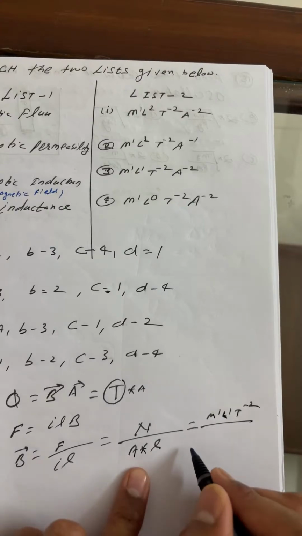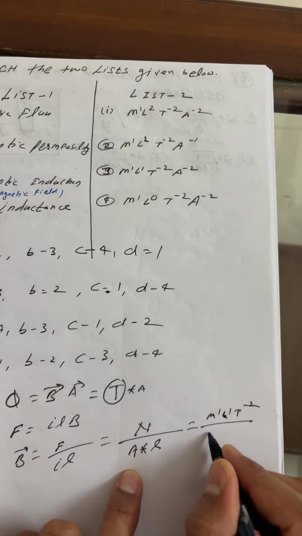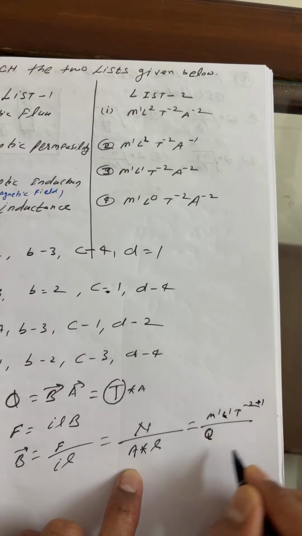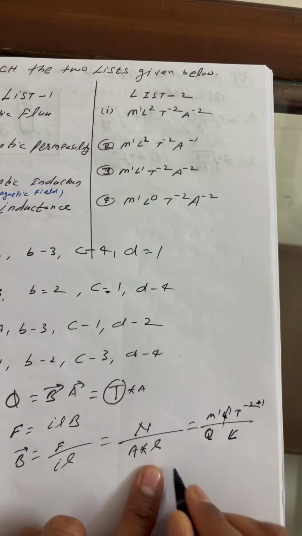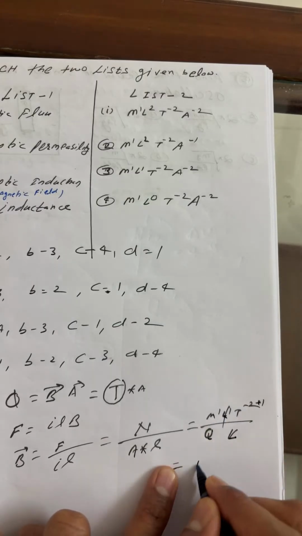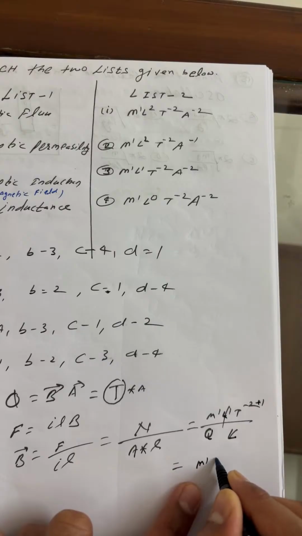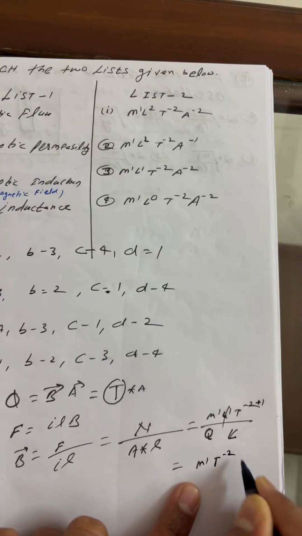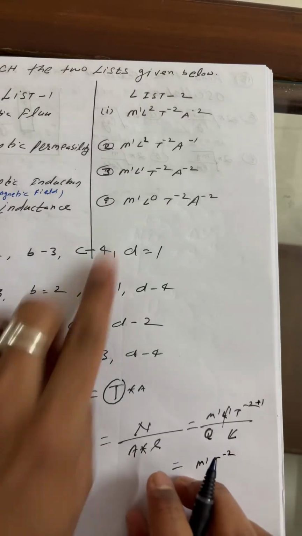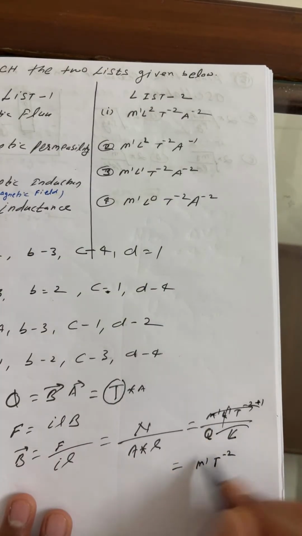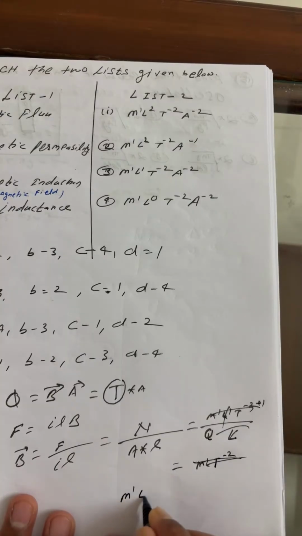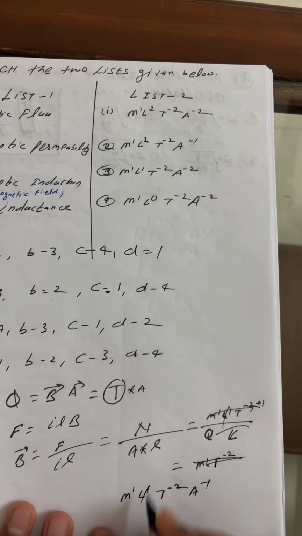Then ampere is charge per unit time, Q by T. So this is plus 1, and this remains, cancel here. So finally we will get M1 T minus 2 and charge. Maybe the answer in terms of ampere only, so no need to convert here. So simply we can write M1 L1 T minus 2 ampere inverse. L we can say cancel. M1 T minus 2 ampere to the power minus 1.